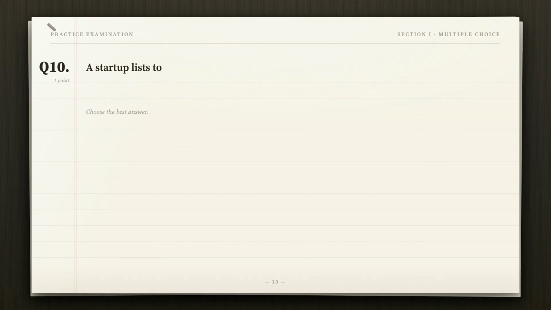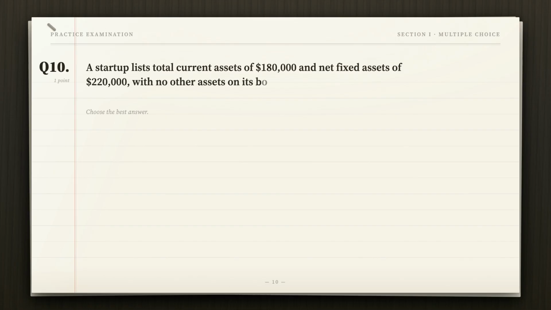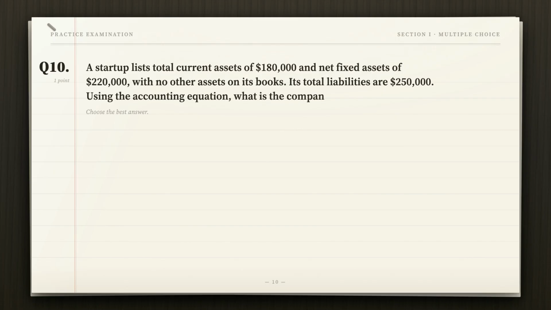Question 10. A startup lists total current assets of $180,000 and net fixed assets of $220,000 with no other assets on its books. Its total liabilities are $250,000. Using the accounting equation, what is the company's owner's equity?